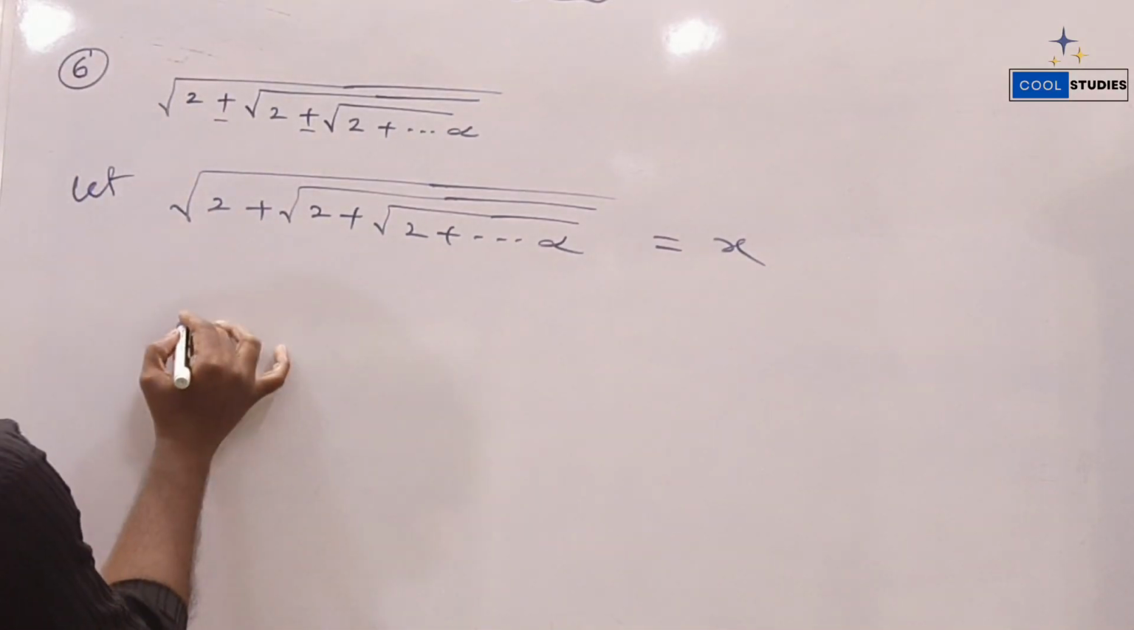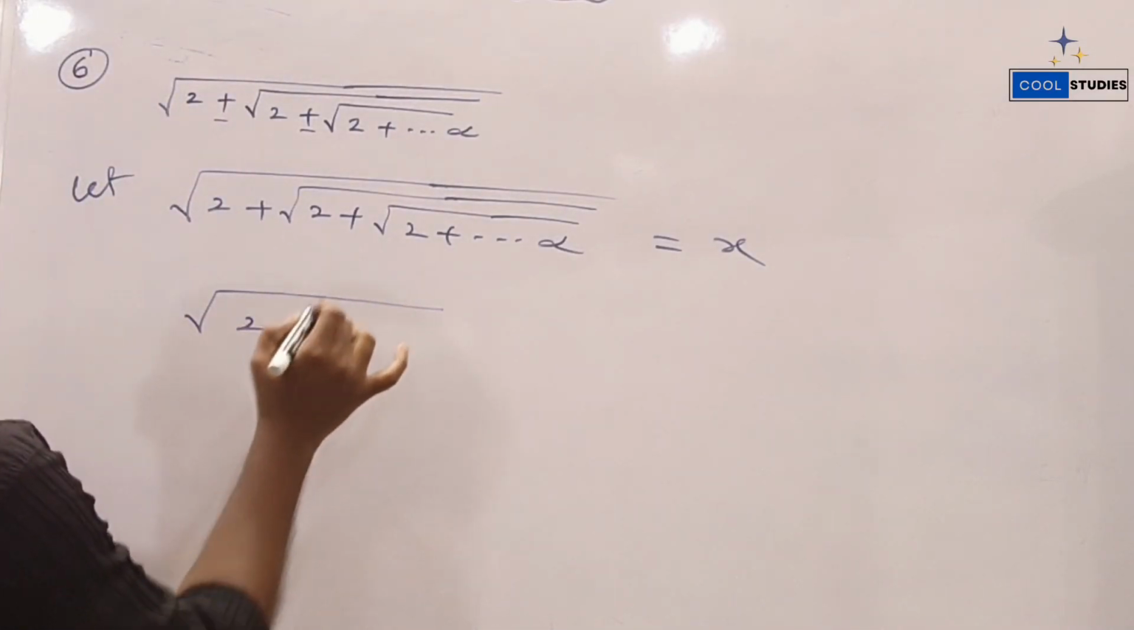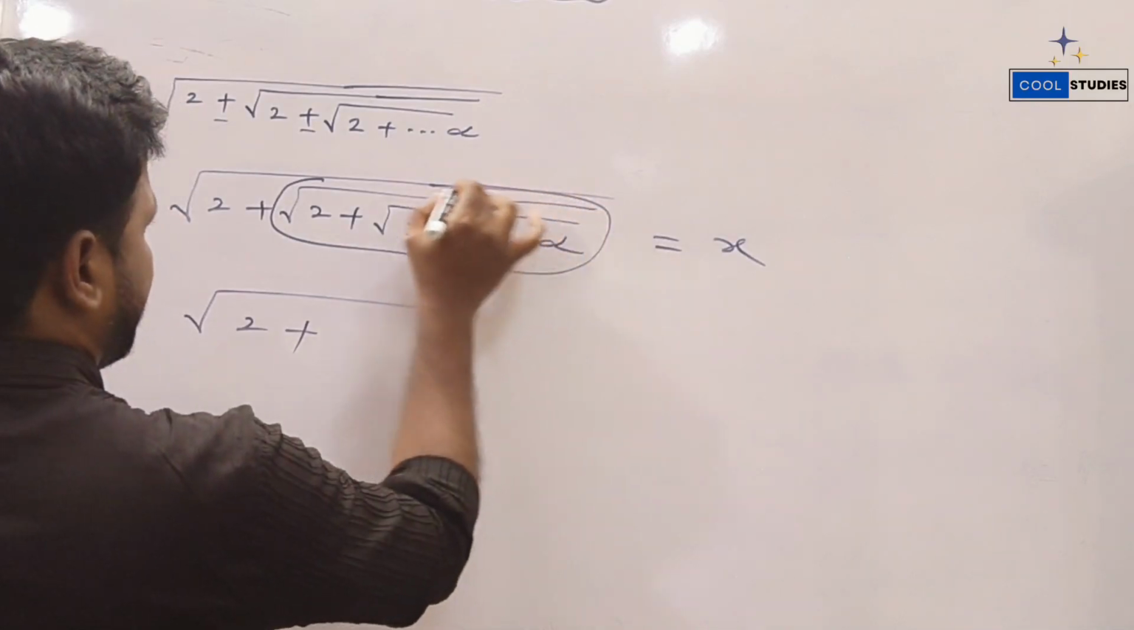In the next step we can write root over 2 plus. So in this place what can we write?